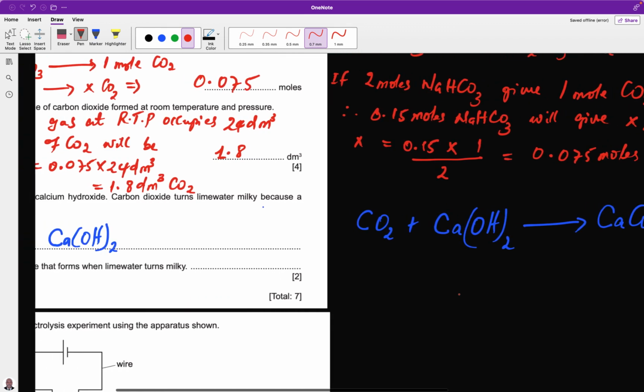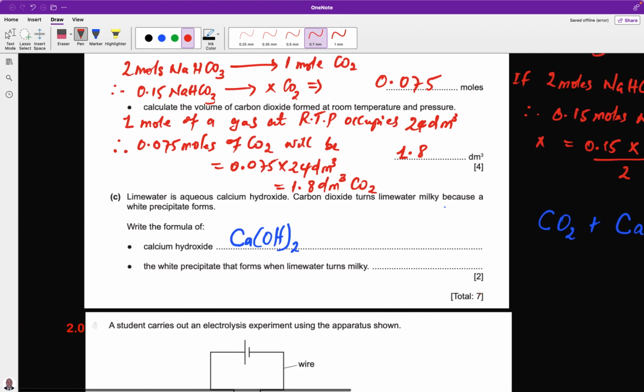We go back to our question paper. The white precipitate that forms when lime water turns milky would be calcium carbonate.